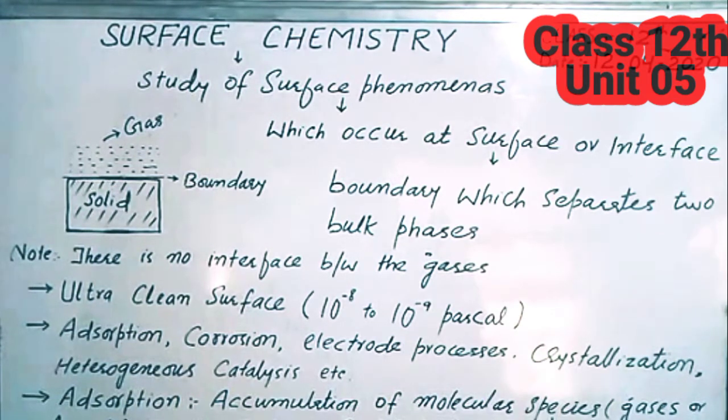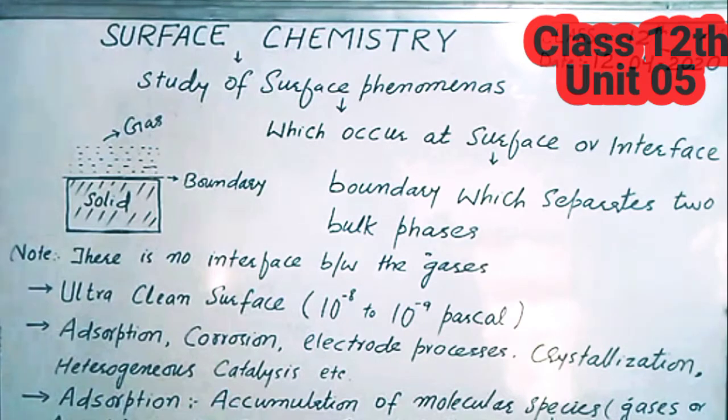Now let's see when these surface phenomena happen. In order to have a surface phenomenon, the surface of the metal or any solid should be ultra clean. How can we make a surface ultra clean in order to observe the surface phenomena? We can do this by connecting a vacuum pump in which the order of pressure should be 10 raised to the power minus 8 to 10 raised to the power minus 9 Pascal. When we reduce pressure in this range, we will get an ultra clean surface of any metal. So then we can easily observe that surface phenomena like adsorption will take place there.